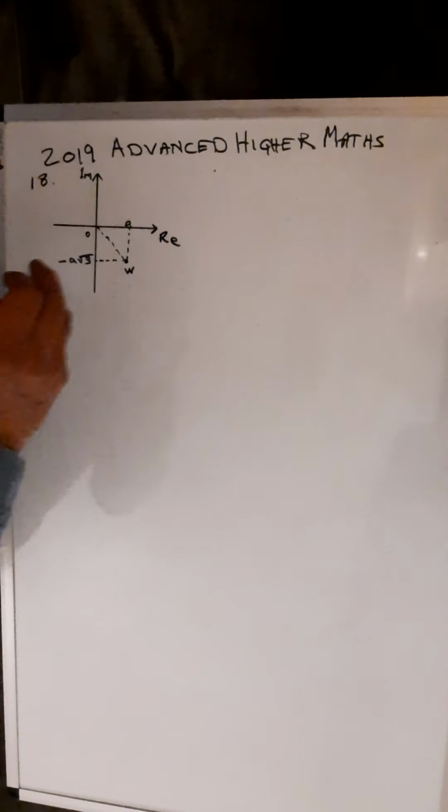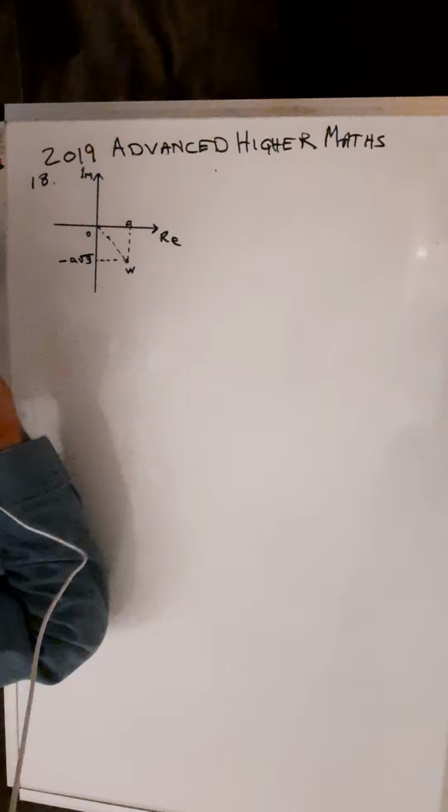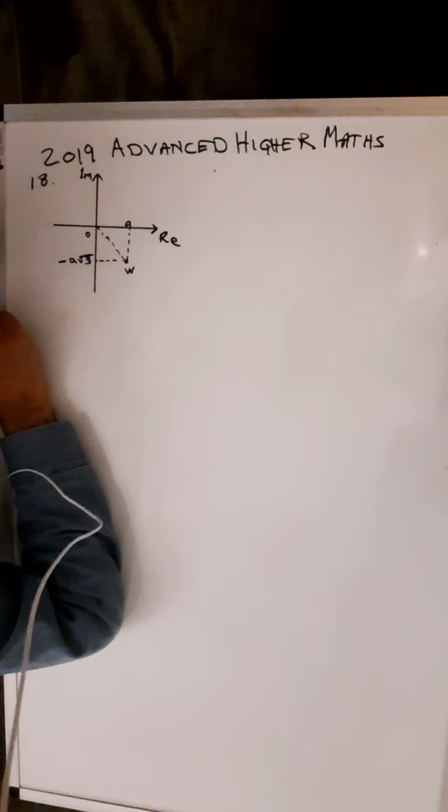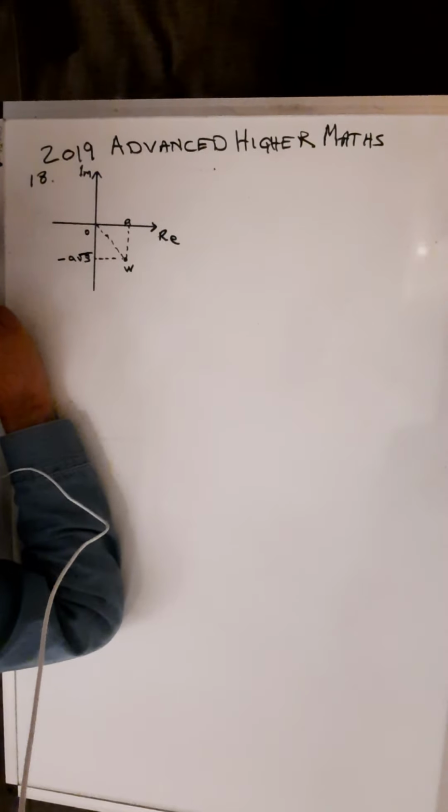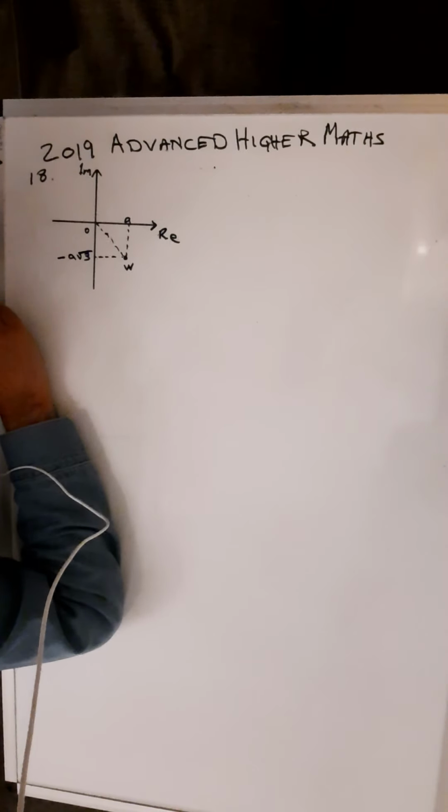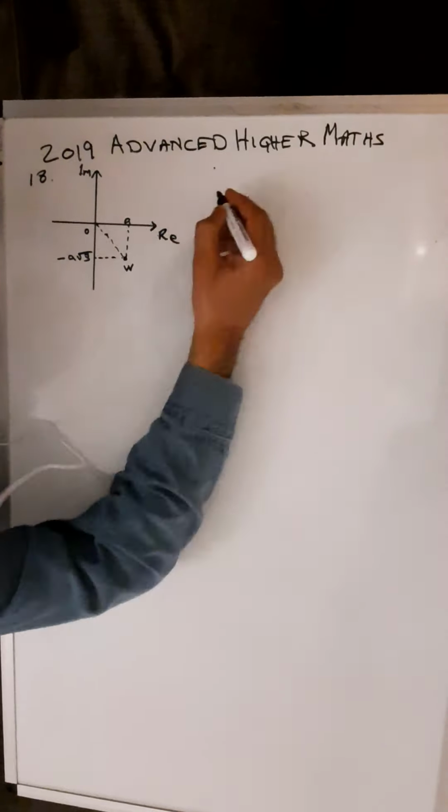2019 Advanced Maths number 18. The complex number W has been plotted on an Argand diagram as shown below. Express W in Cartesian form.